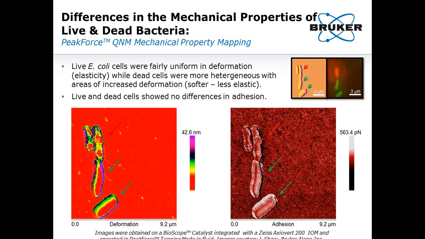While the deformation data channel showed distinct differences between live and dead cells, there would appear to be no difference in the adhesion between the tip and the surface of the live or the dead cells, as observed in the adhesion data channel on the right. However, there is higher adhesion between the AFM tip and both types of cells than between the tip and the underlying substrate.